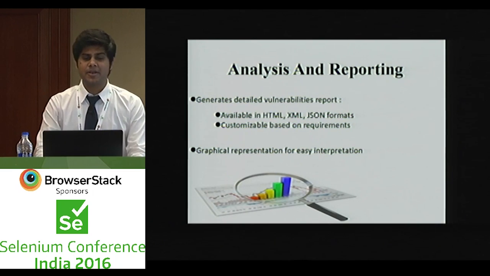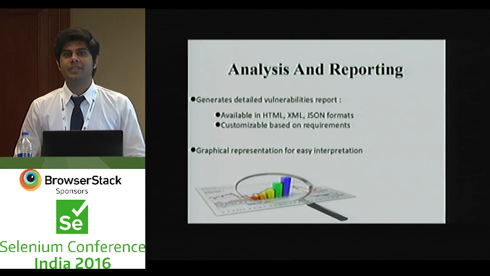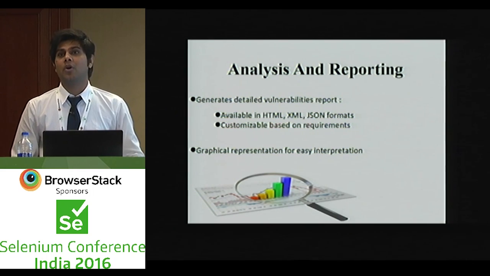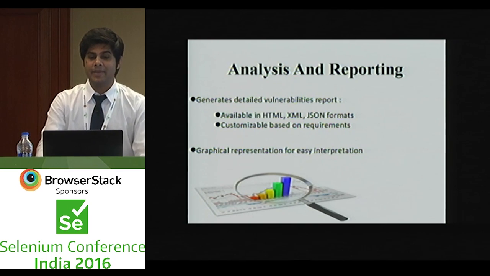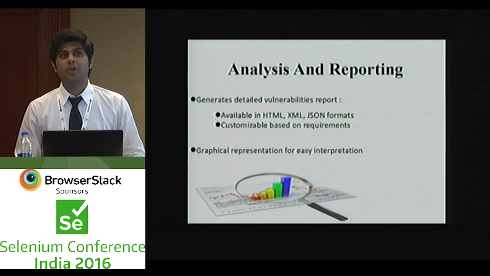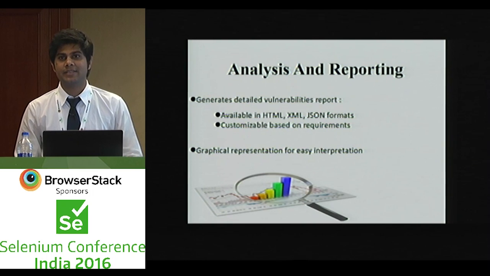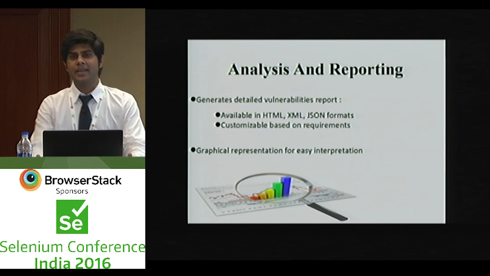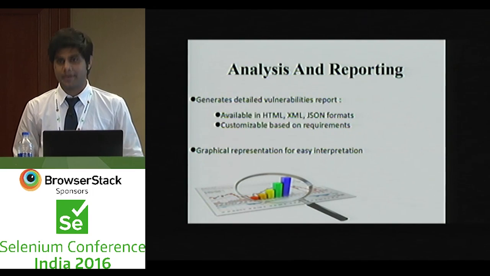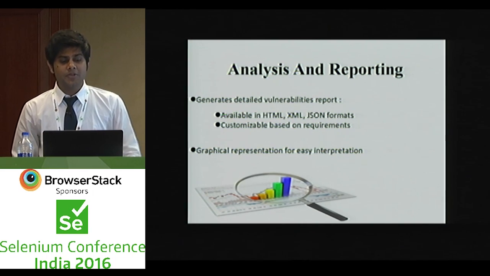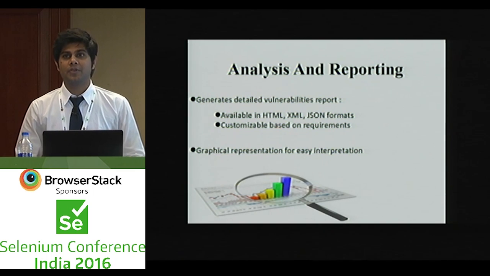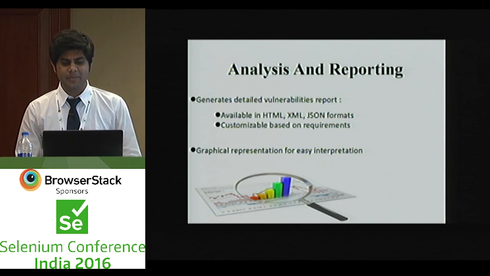So, the analysis and reporting. As we have already seen, this framework can generate a detailed report about all possible vulnerabilities in XML, HTML, and JSON format. And you can also parse the XML and JSON and customize these reports. Like I mentioned earlier, you can ignore low priority and low-medium priority vulnerabilities if you want. So it is totally customizable. Also, graphical representation is possible for the reports for easy interpretation.